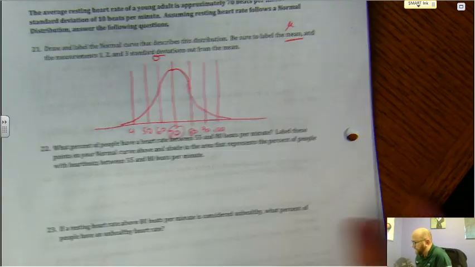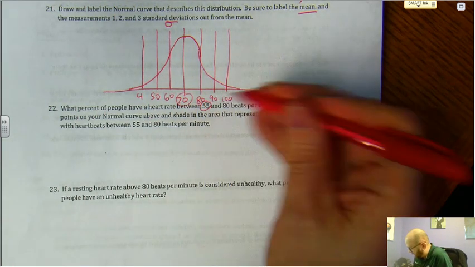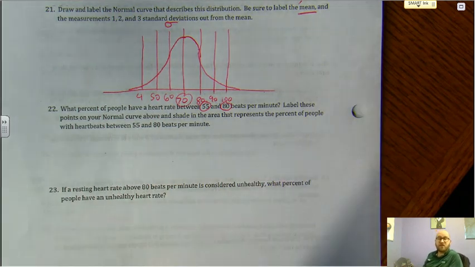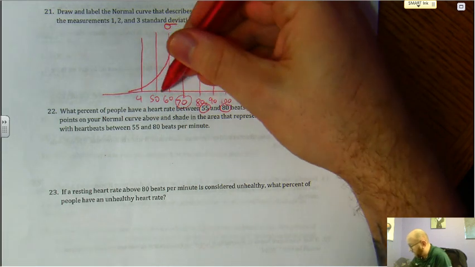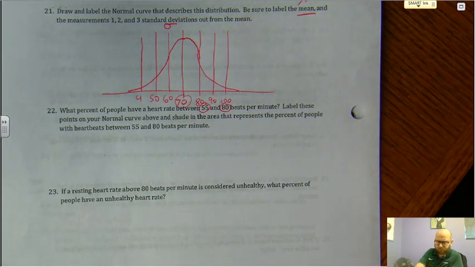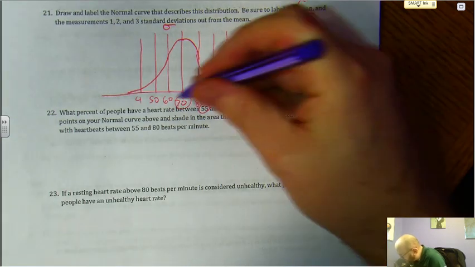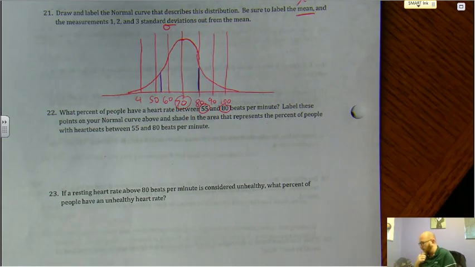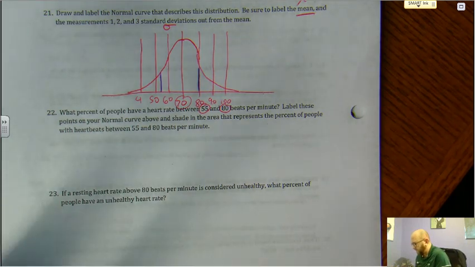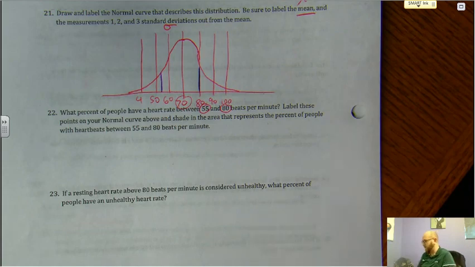Okay, it then is asking what percent of people have a heart rate between 55 and 80. So we're trying to figure out the percentage between 80 beats and 55 beats. Now the issue with this is 80 is one of our standard deviations, but 55 is in between our standard deviations. So we have to figure out how far percentage-wise this is. Because 80 is on our standard deviation, we could look at our chart and figure out exactly how much that is. It's in this packet somewhere, I'm sure.